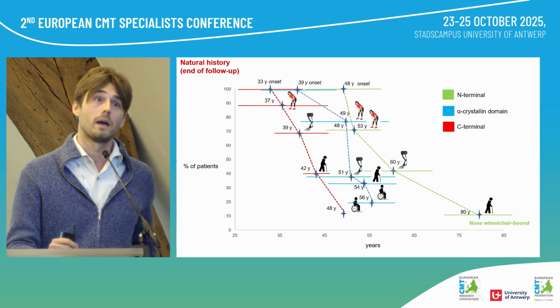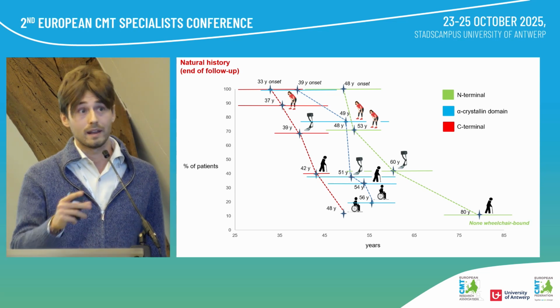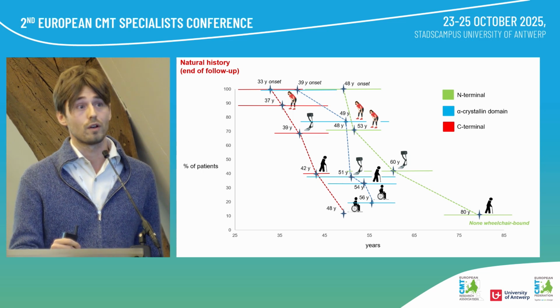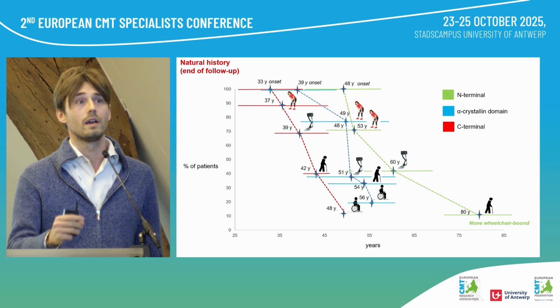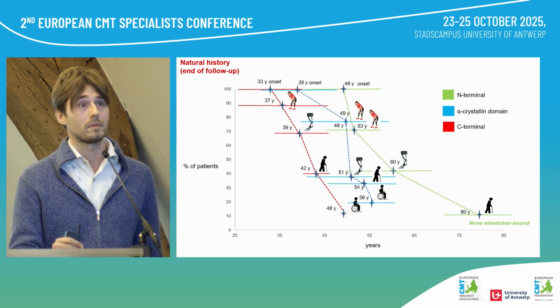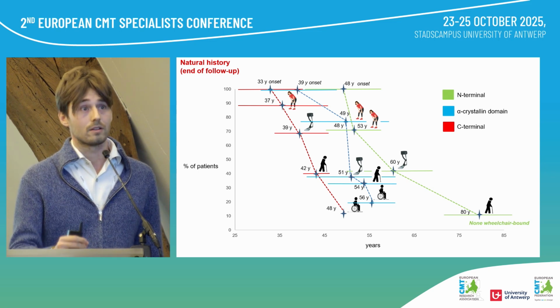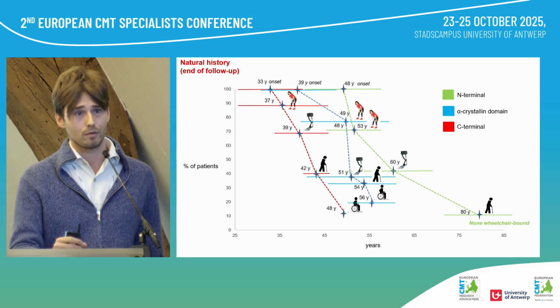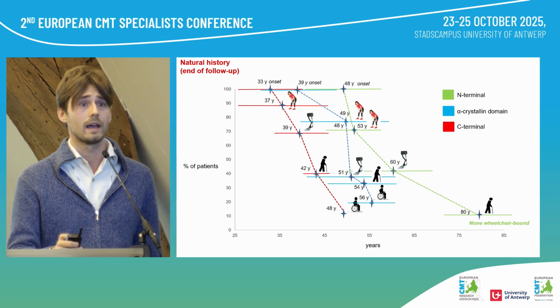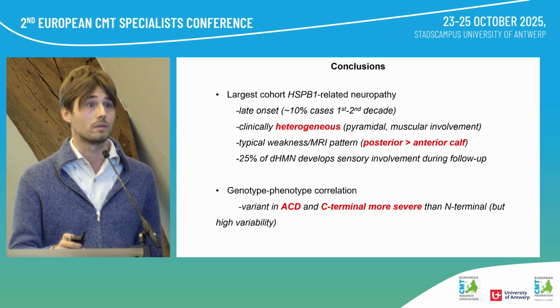Patients with alpha-crystallin domain mutations had an intermediate age of onset, with still quite fast progression over the years. Eventually, patients with N-terminal variants had very late onset of the disease and very mild, indolent progression, so that after 30 years from onset, just very few patients required a stick for walking, and none of them were wheelchair-bound.